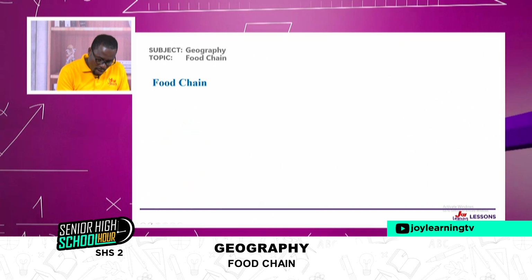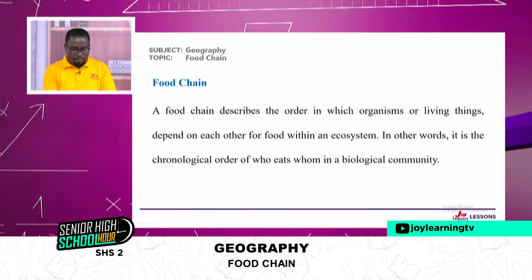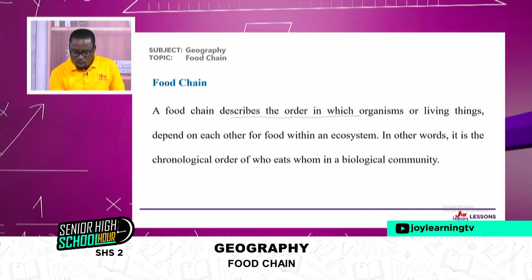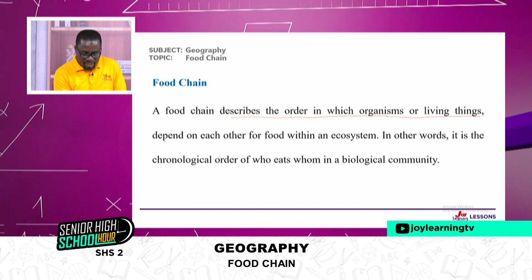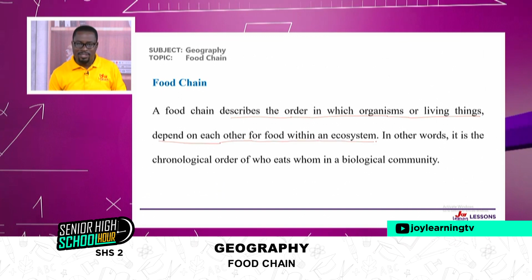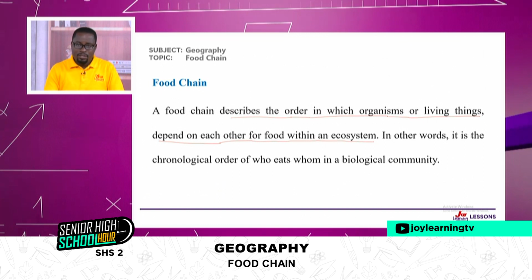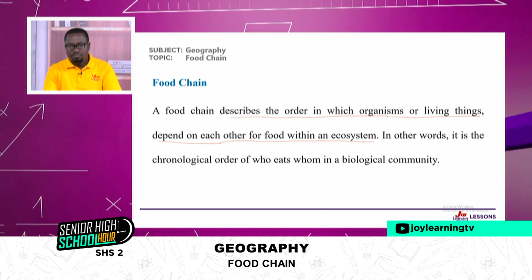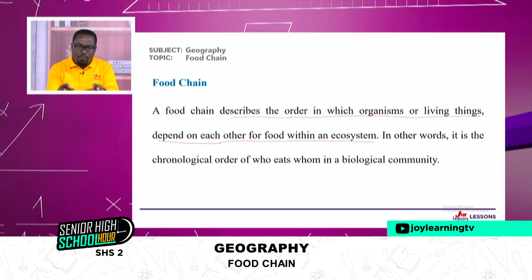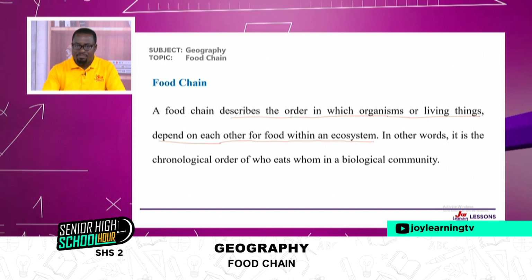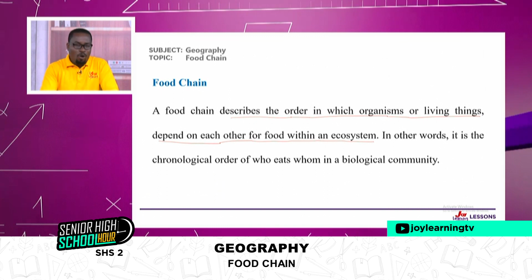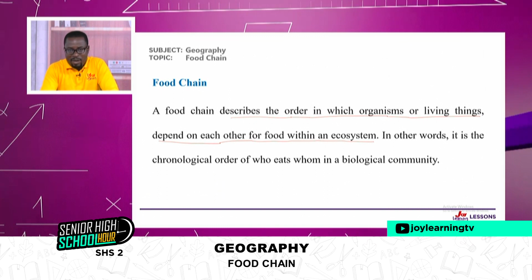So food chain, what is a food chain? Now, a food chain describes the order in which organisms or living things depend on each other for food within an ecosystem. Talking of ecosystem, living and non-living things in a particular environment, the relationship that exists between them. And then the study of ecosystem is what? Ecology. I hope you have not forgotten in our previous presentation.